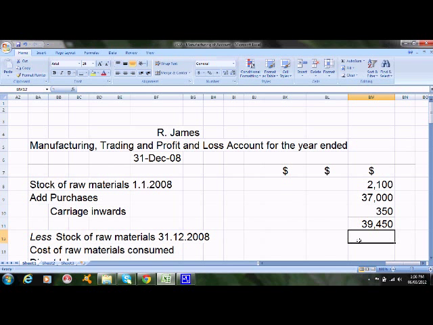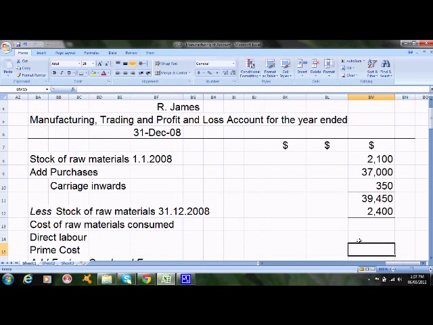That is 2,400. Remember that in the notes it said that stock of raw materials is 2,400. Remember that we also said that stock of finished goods is dealt with in the trading and profit and loss account. Alright, now we're going to subtract 2,400 from 39,450. We get what they call our prime cost. If you minus 2,400 from 39,450, we will get 37,050.